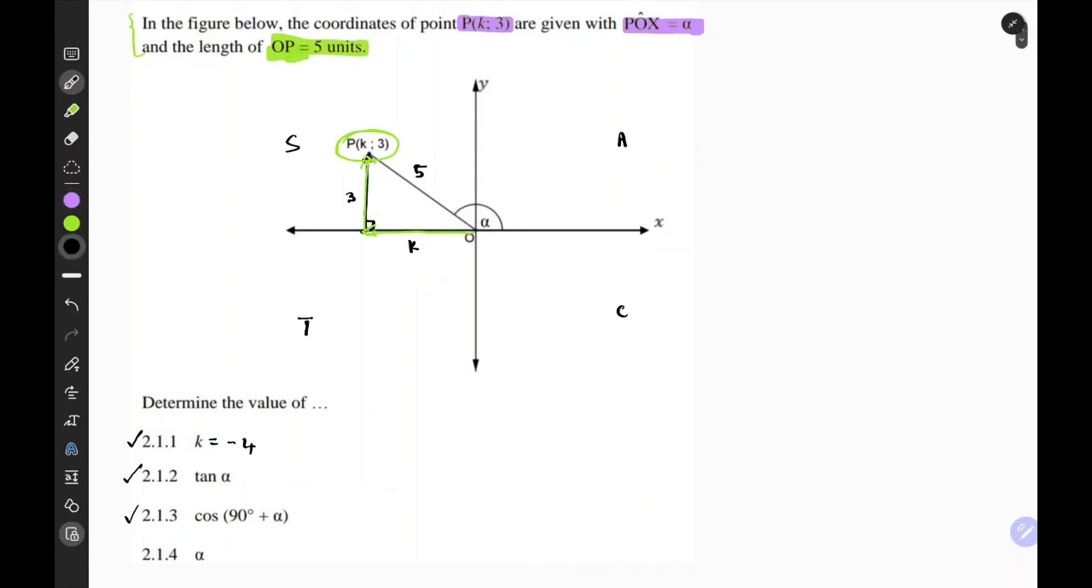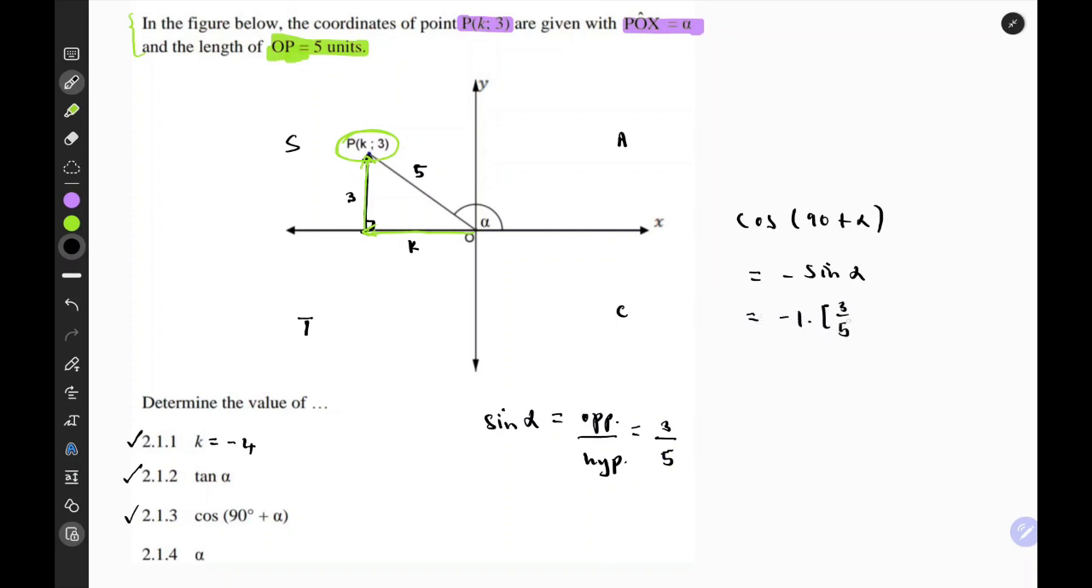So the next question, 2.1.3, we need to find cos of 90 degrees plus alpha. If we use our reduction formulae, we know that cos of 90 plus alpha should equal minus sine of alpha, and sine of alpha should equal opposite over the hypotenuse. Opposite side is 3, hypotenuse is 5, so this is equal to minus 1 times 3 over 5, and this is equal to minus 3 over 5.